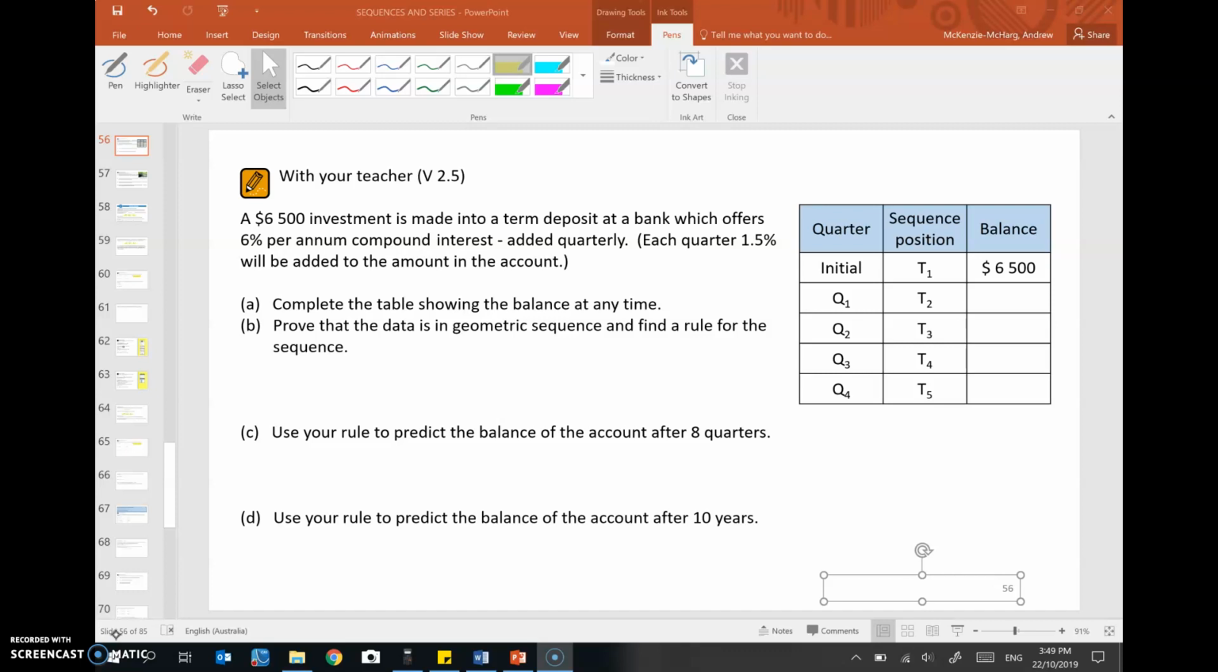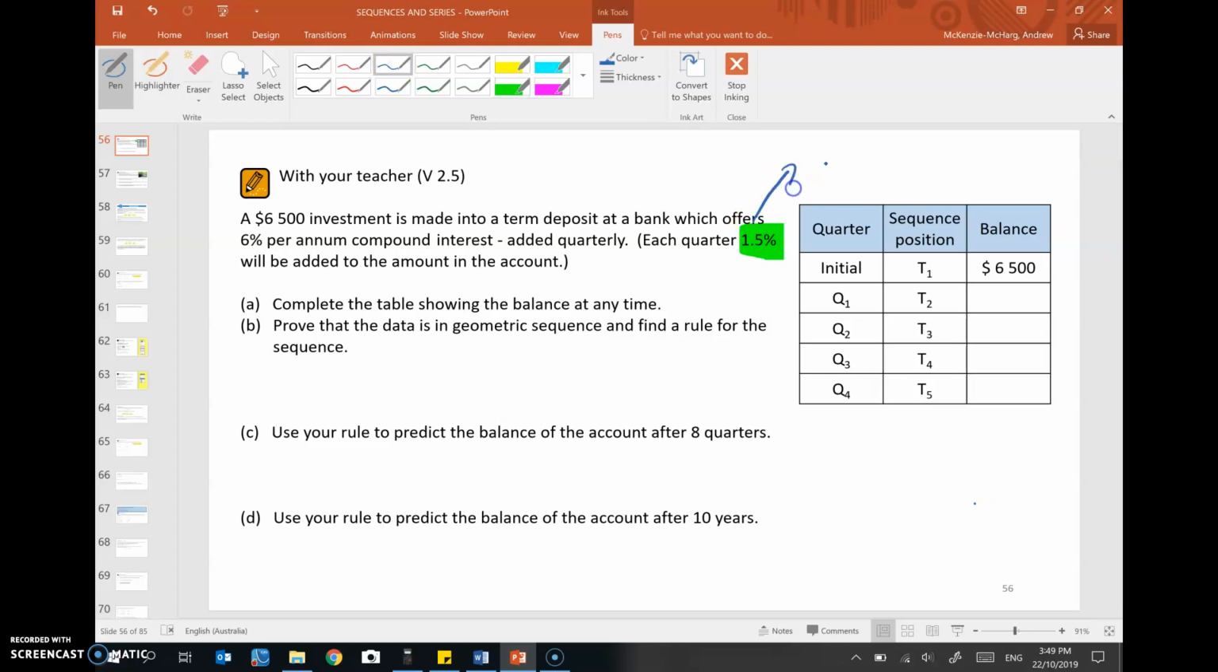So we have an investment made in a term deposit at 6% per annum compound interest, and that's added quarterly. So the question tells us that we have a 1.5% each quarter, and you may remember from the finance unit that would come from taking the 6% and dividing that by 4 because we have a quarterly compounding situation, and that gives the 1.5%.